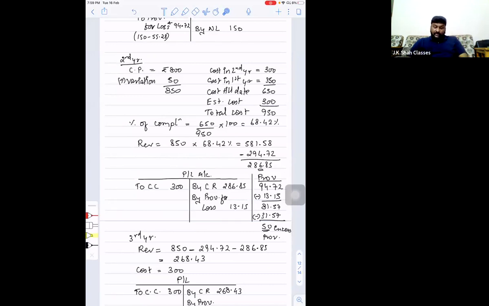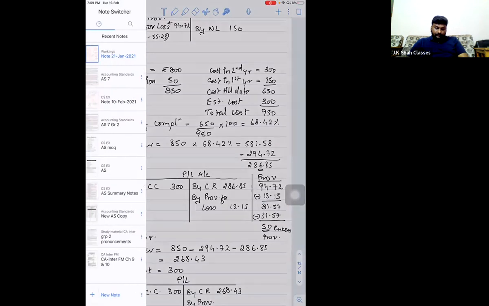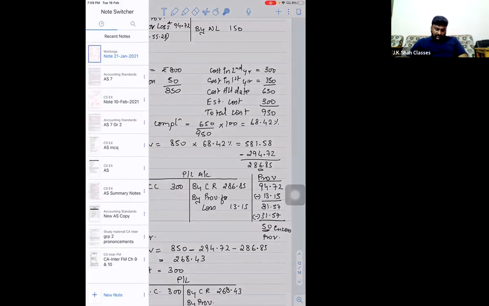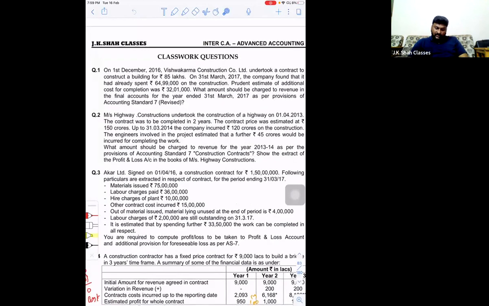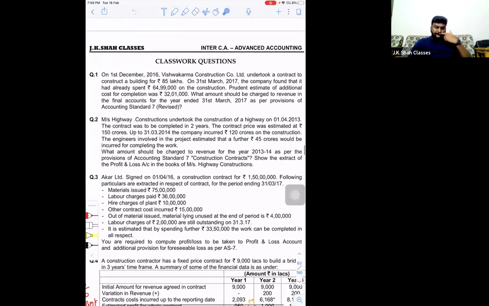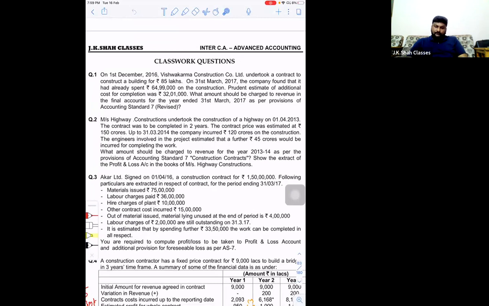Now we'll do one thing. We'll start with question number 1. I want everybody to please come to the question bank, classwork questions. Please come to classwork questions. We'll solve question number 1. Then followed by we'll go for question number 5. Right? And in the next session, we will be doing the disclosure requirements plus question 2, 3, and 4. This will be the next agenda, next lecture. Question number 1.